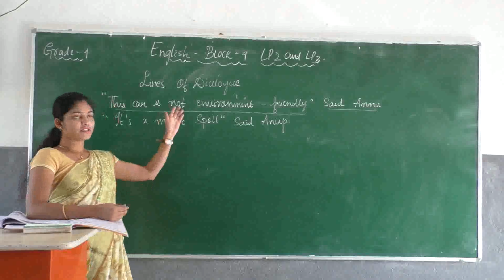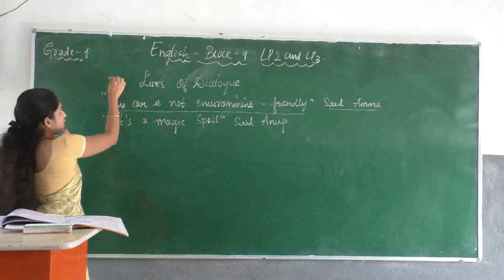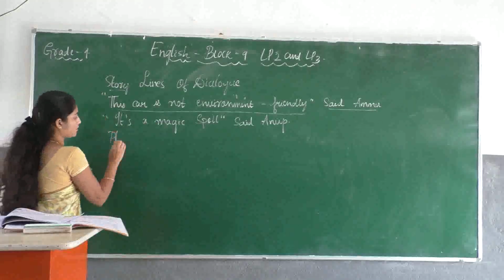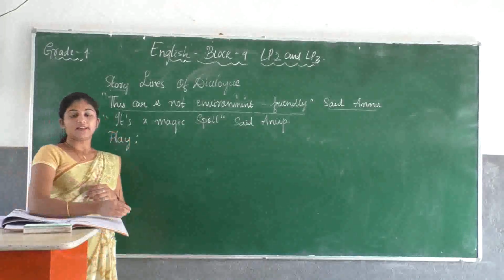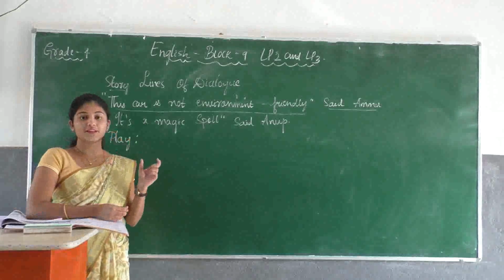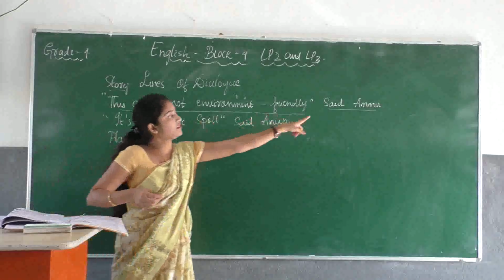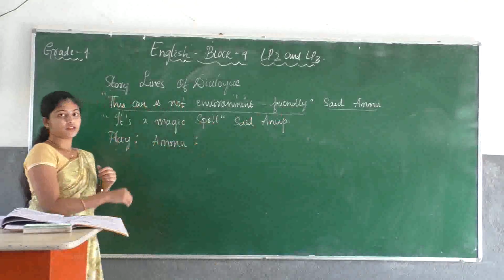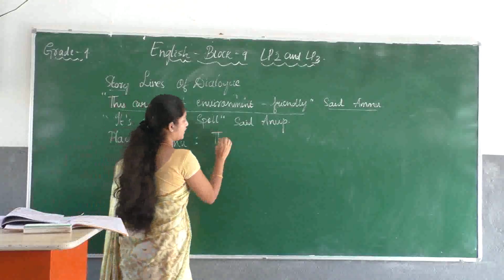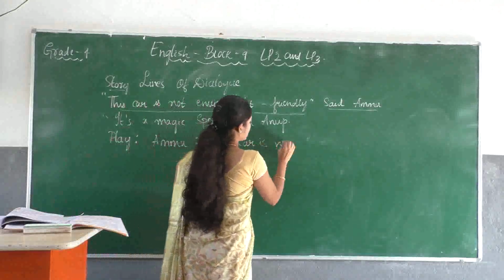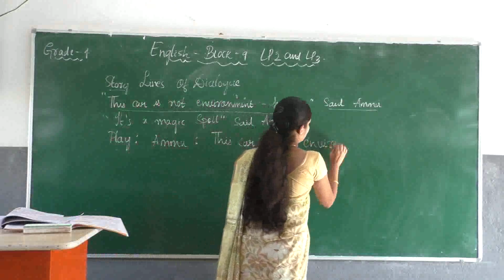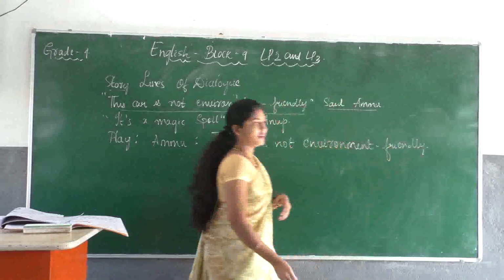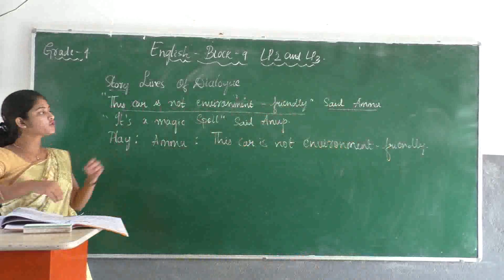When we want to convert this dialogue into a play, this is there in the story. So when we want to convert it into a play, how to convert? Yes, in the play, each line should start with the character name. So we can see here, it is said by Ammu. First we can write Ammu, colon. Then what she said? This car is not environment friendly. So this is how we can convert the story into a play.